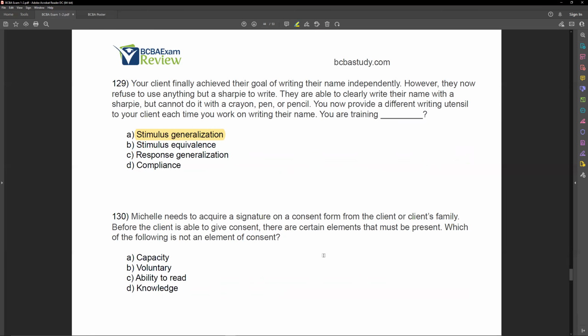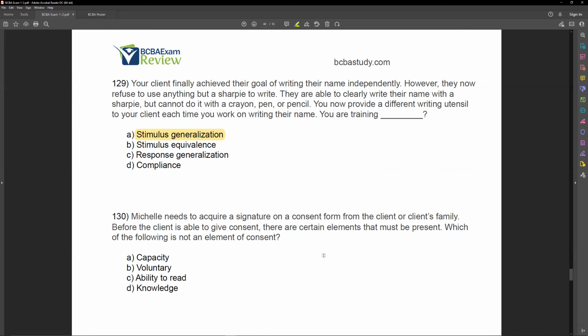Voluntary. Are they voluntarily giving consent? Is anybody coercing them to give consent? Are they being bribed? Are they being told or commanded? They need to be able to do it on their own volition. What about ability to read? Does it matter if they can read? No. Okay, that has nothing to do with giving consent.